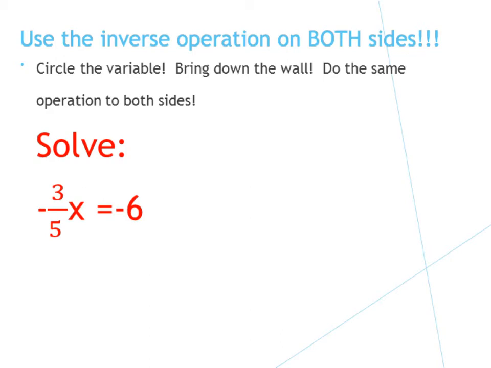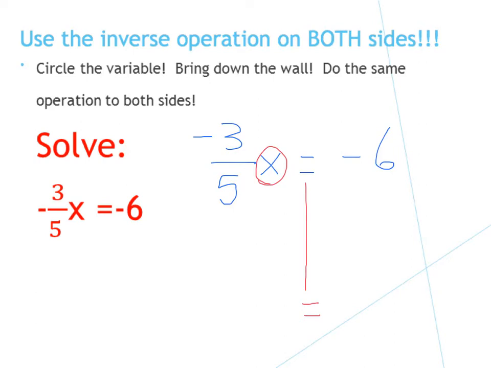Okay, I'm going to go ahead and rewrite the problem. Negative 3/5 times x equals negative 6. We're going to circle the variable. I'm going to bring down my wall and my equal sign, and then do the same operation to both sides. So I'm going to use the inverse operation.